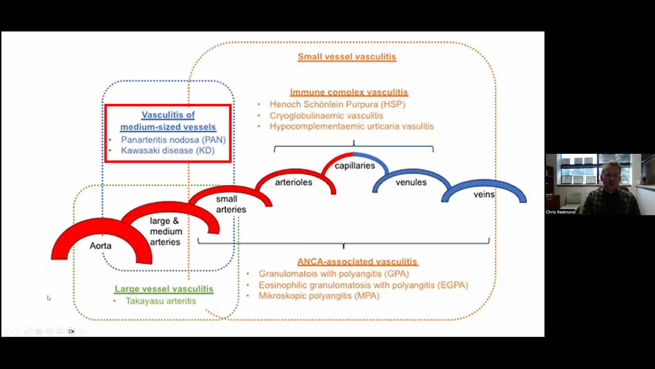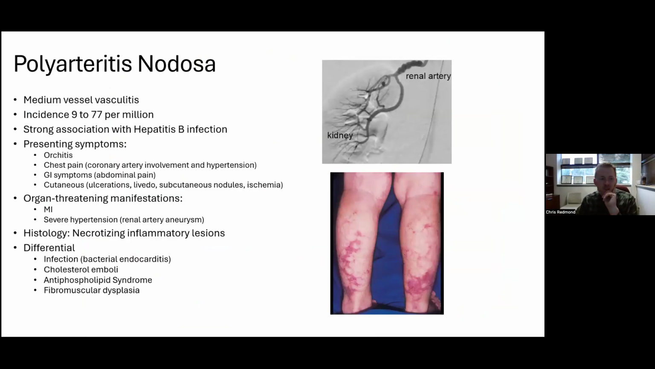Okay, so then moving on, polyarteritis nodosa. This is a classic medium vessel vasculitis. Relatively rare. It was much more common. A lot of patients previously were put in this camp that are now known to be, once ANCAs were discovered, are now classified as microscopic polyangiitis. You can have multiple symptoms, but again, this is affecting blood vessels going into major organs. So a lot of it's GI symptoms from mesenteric involvement, chest pain from coronary artery involvement, and hypertension associated with renal involvement.